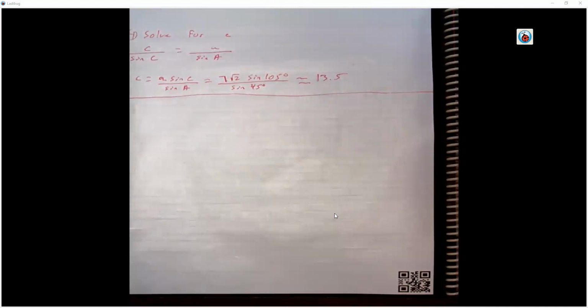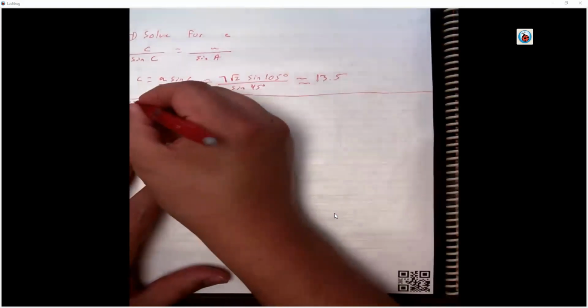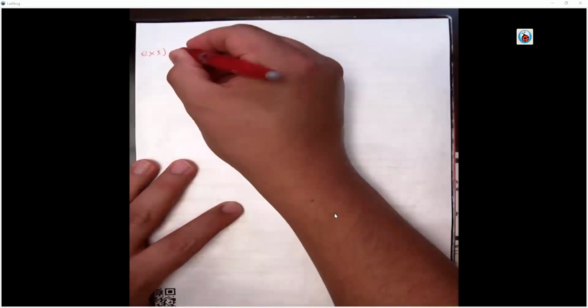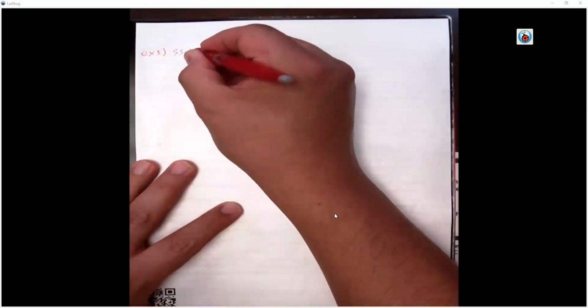Let's do one with 2 triangles. This one. Probably only a couple pages for this. I'll turn the page. So this is a 2-solution case that the book calls it.